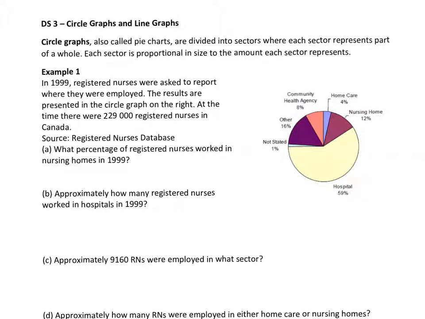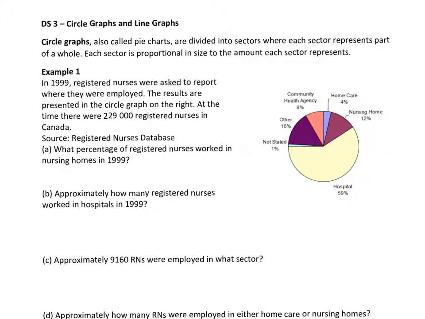In Lesson 3 for descriptive statistics, we're going to look at circle graphs and line graphs. Circle graphs are often called pie charts, and a circle is divided into sectors where each sector represents part of a whole. Each sector is proportional in size to the amount that each sector represents. So the larger sections of the circle or the pie represent larger percentages, and it's done proportionally.